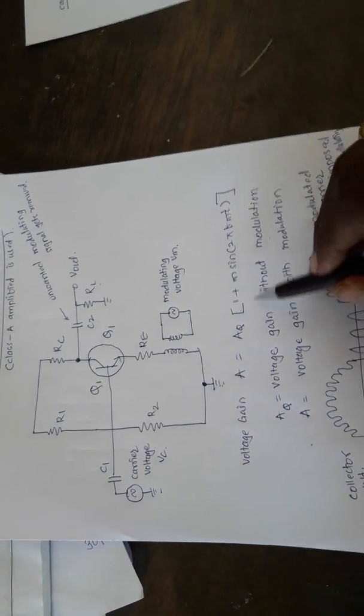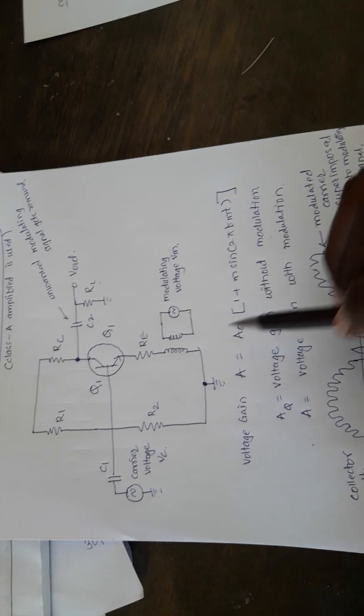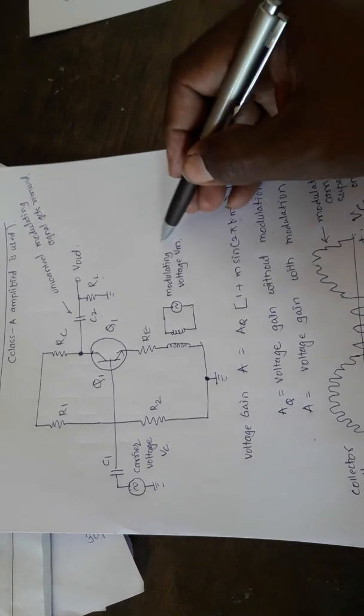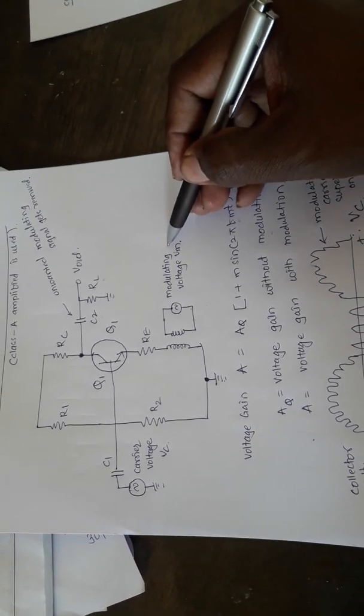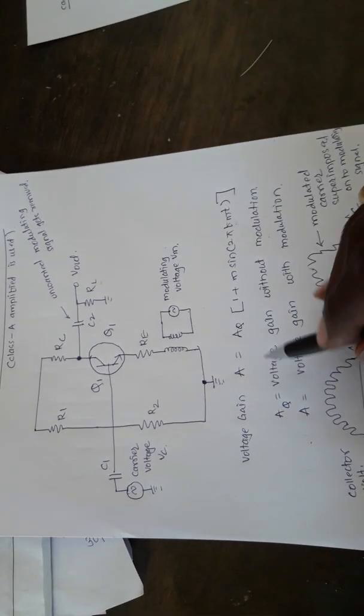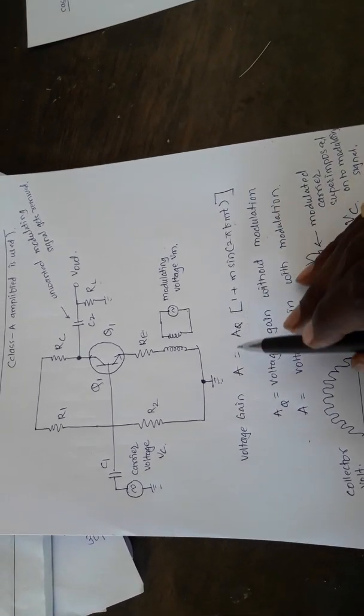Now, what we observe from this equation is that the gain with modulation depends on the frequency of the modulating signal. So, as the frequency of the modulating signal changes, automatically the modulation index will change, and AQ will change. So, finally, we get the voltage gain with modulation A with these particular values.